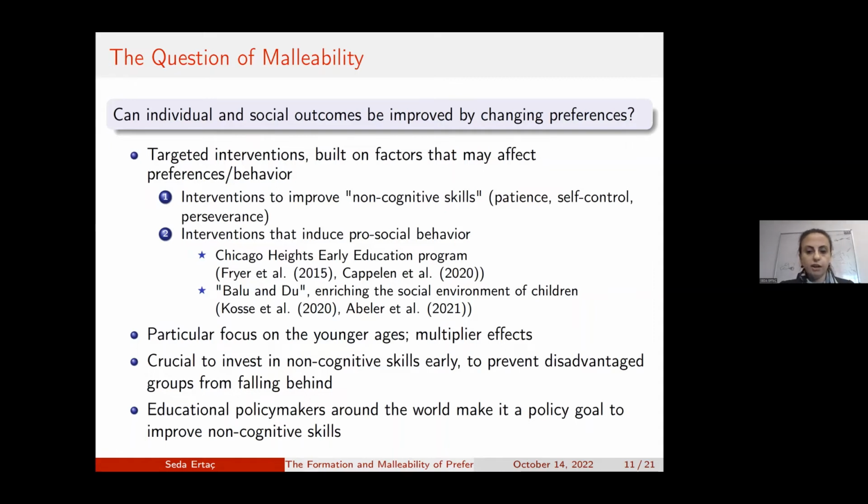So yeah, Ranveig also talked about the Chicago Heights Early Education Program. I'll skip that. These programs particularly focus on the younger ages because then you have multiplier effects. And it may be especially important to prevent disadvantaged groups from falling behind, to the extent that these programs can build non-cognitive skills that are predictive of achievement.